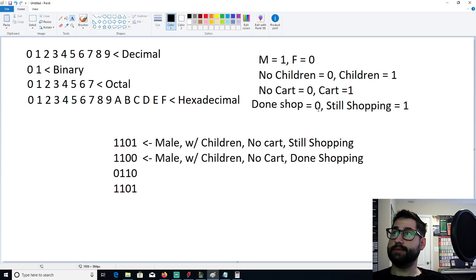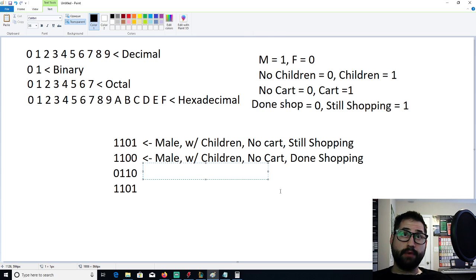Okay, so they're done shopping equals zero, still shopping equals one. So now I want you to interpret this protocol, right? What do you see when you look at this protocol? Because you have the key to this protocol, you can easily figure out what's going on. You can look at it and say, that's a female because there's a zero there.